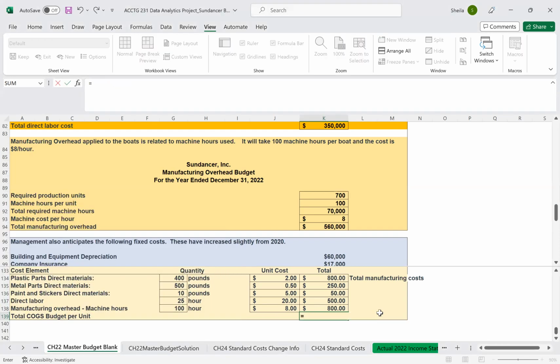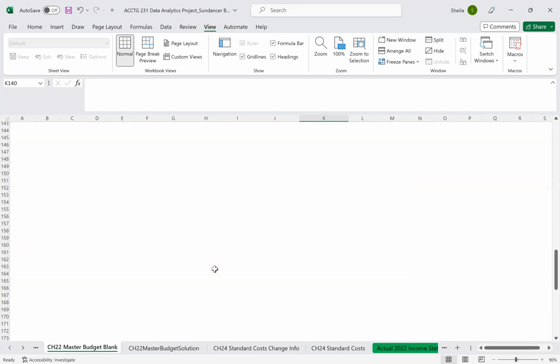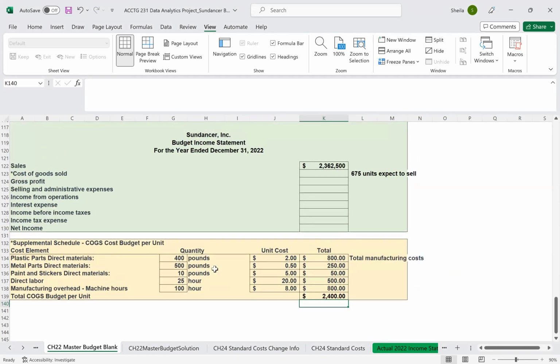That's one way to do a sum. I also just do a sum like this because I use it all the time. Sum, then I highlight these and I don't even have to put my closed parenthesis because if I just hit enter, it's going to add that up for me. Okay. And that is our cost of goods sold budget. So I'm going to remove my split. Okay. Now with that being said, I come up here.